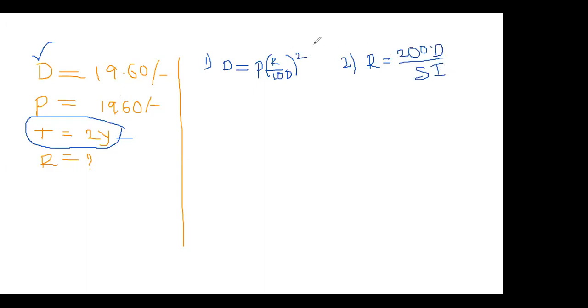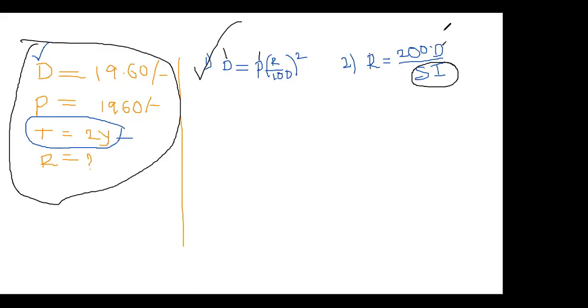Now, which formula is applicable here? P value and D value are known, and R value we have to find. For the second formula, the difference value we know, but do you know the simple interest value? They have not mentioned the simple interest value. So in this problem, that formula is not applicable. Just go for the first formula.